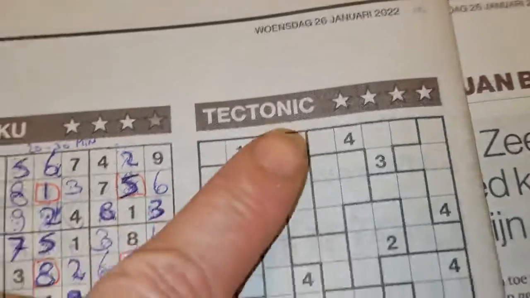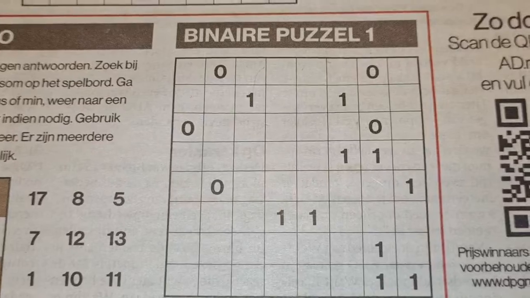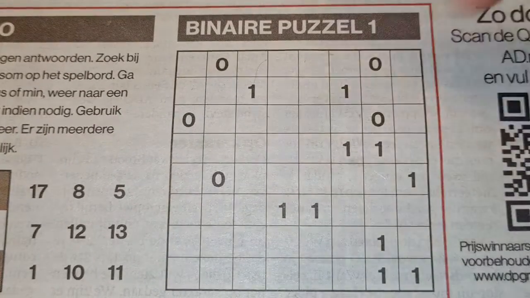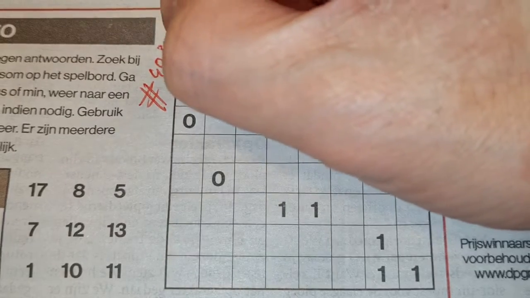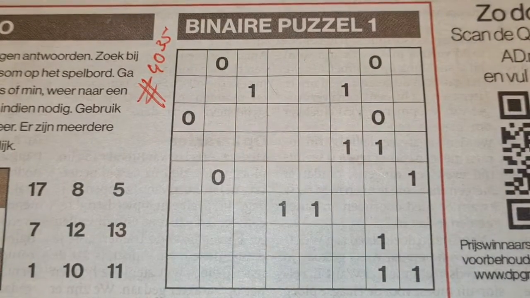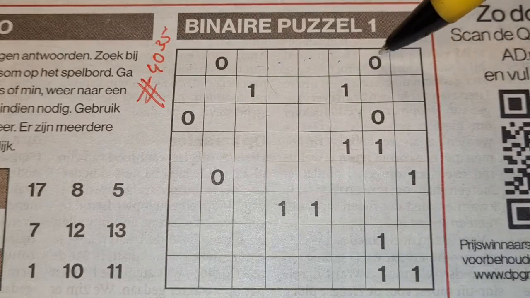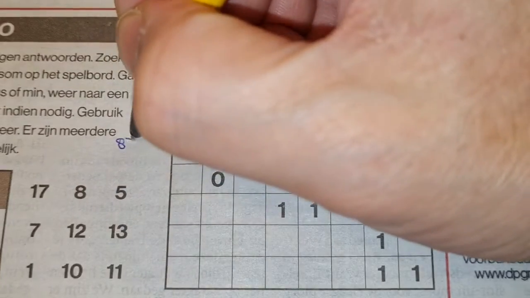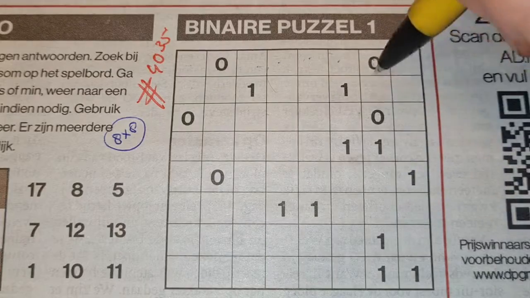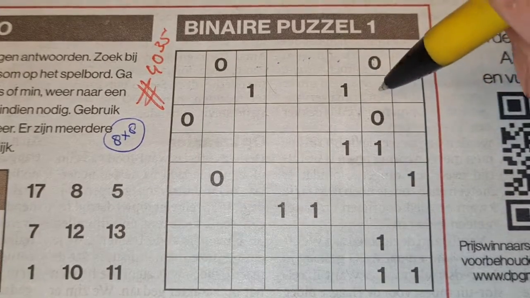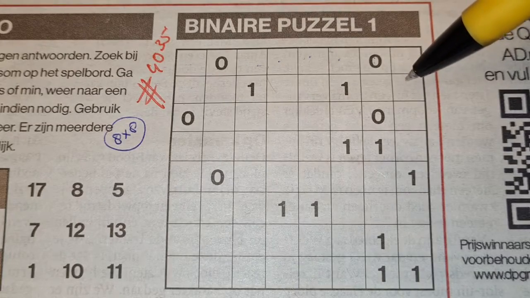We have two puzzles left: the tectonic with 4 stars and the binary puzzle. Binary puzzle number 4035. Yes, 4035. And what kind of binary puzzle is this one? 1, 2, 3, 4, 5, 6, 7, 8. It's an 8 by 8 binary puzzle. That means in a row or in a column, there are always 4 ones and 4 O's. Alright, so let's get started.